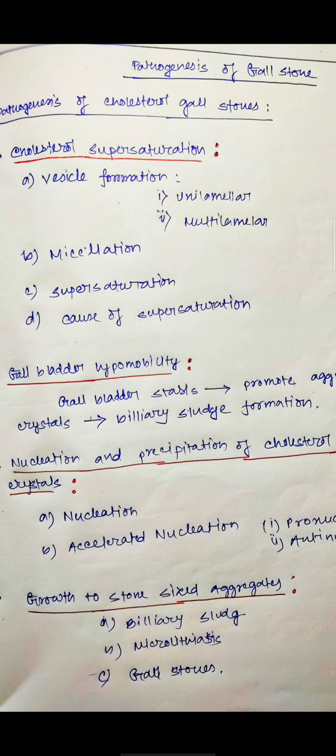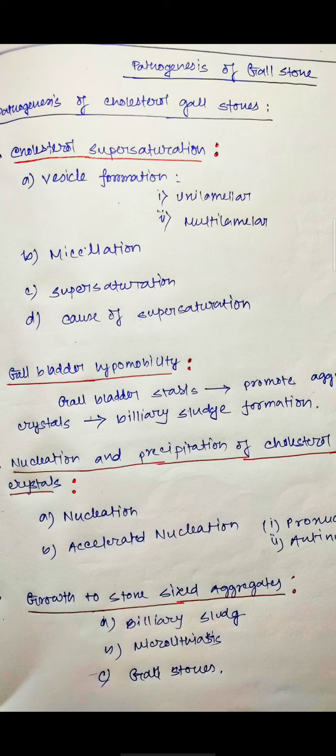Now what happens? Mixed micelle, that means there are three parts. Okay, one is the phospholipid, one is the cholesterol, and another one is the bile acid. So the hydrophobic parts of these three components aggregate and are present in the center, and the hydrophilic parts are oriented at the periphery. Okay, so this orientation makes them water soluble.